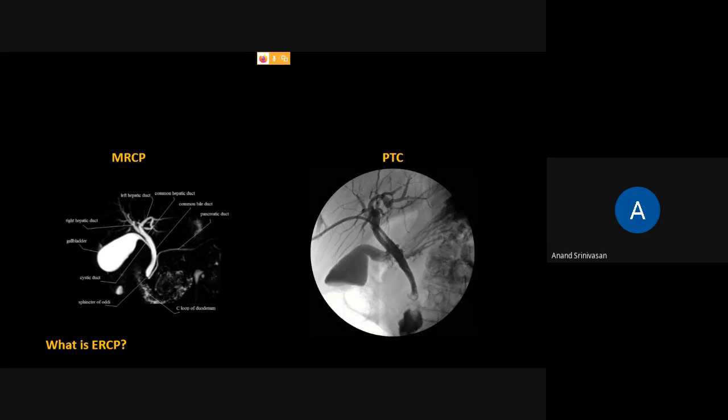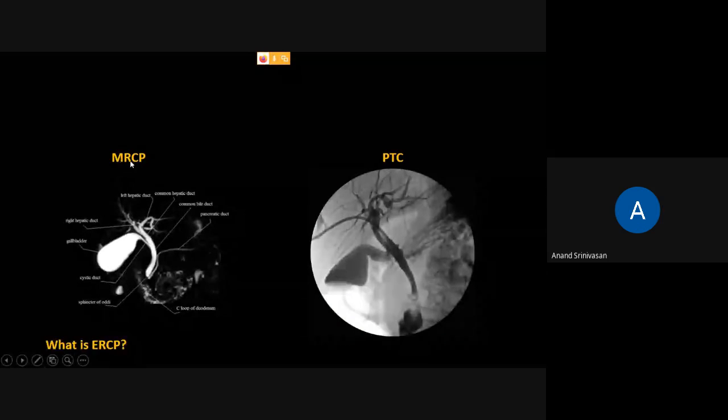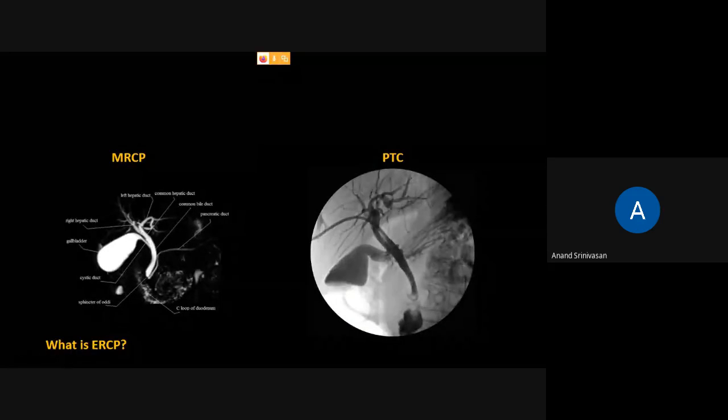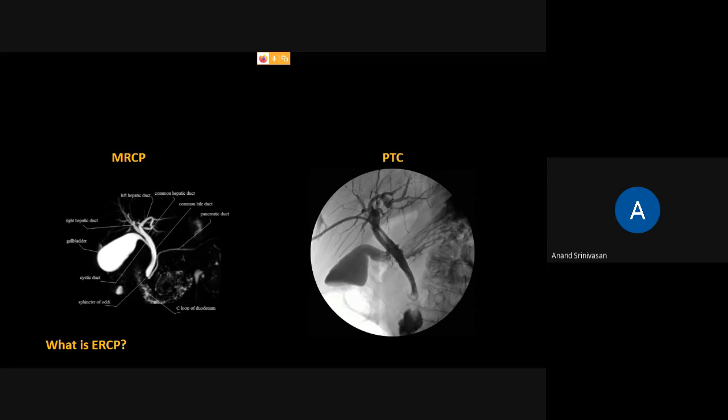Arteriogram. And these are some of the other contrast X-rays which are taken to find out if there are any abnormalities in the biliary apparatus. So these are the different ones: MRCP, ERCP, PTC. What is MRCP? Magnetic resonance cholangiopancreatography.